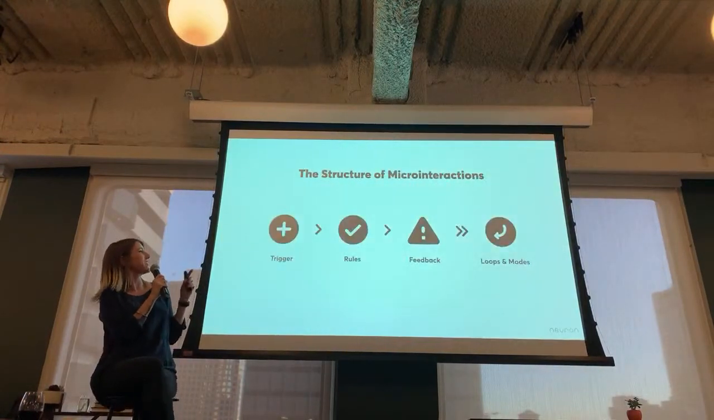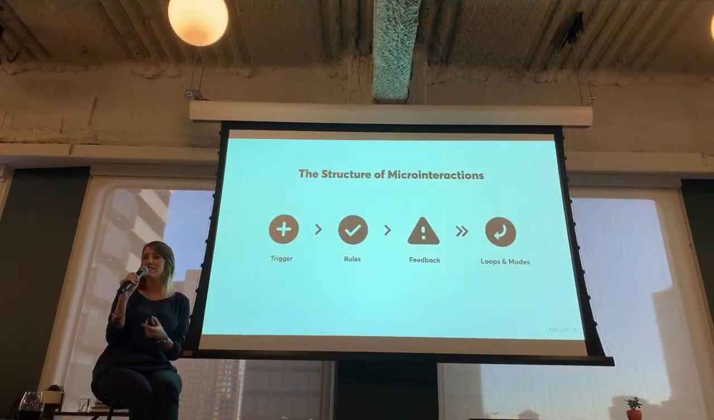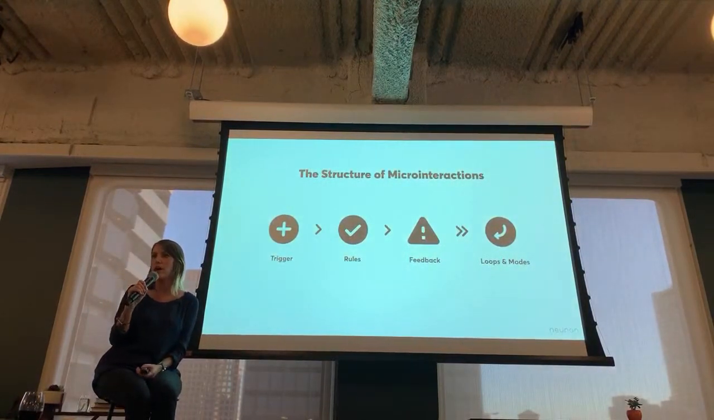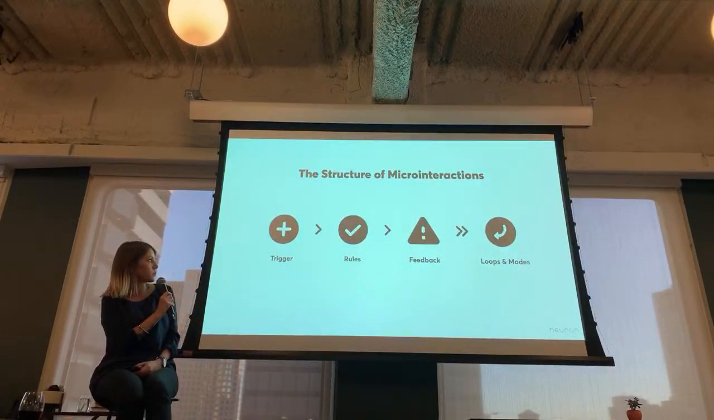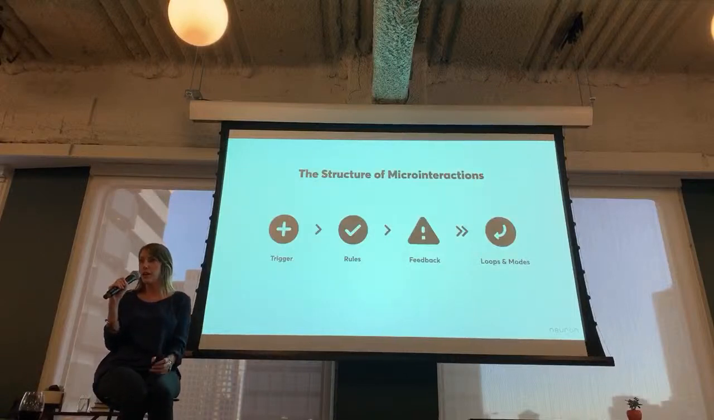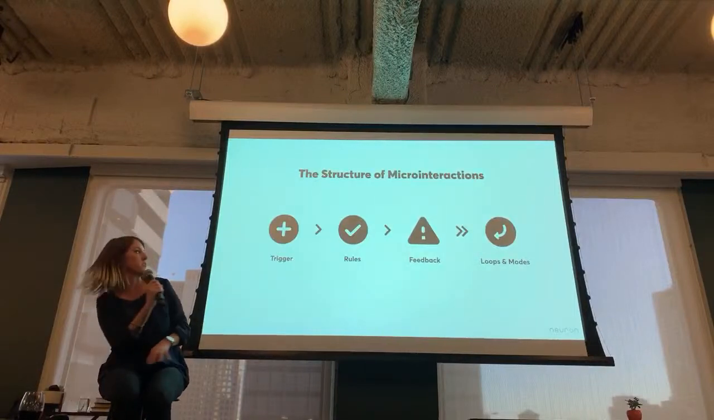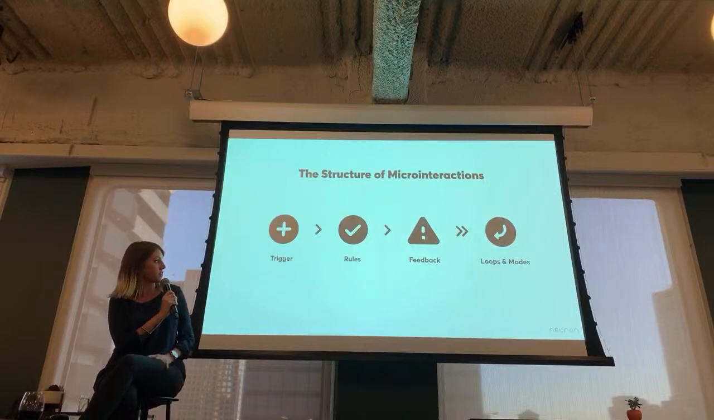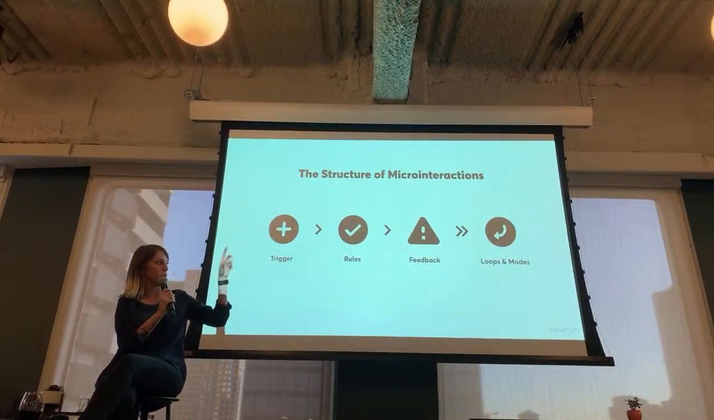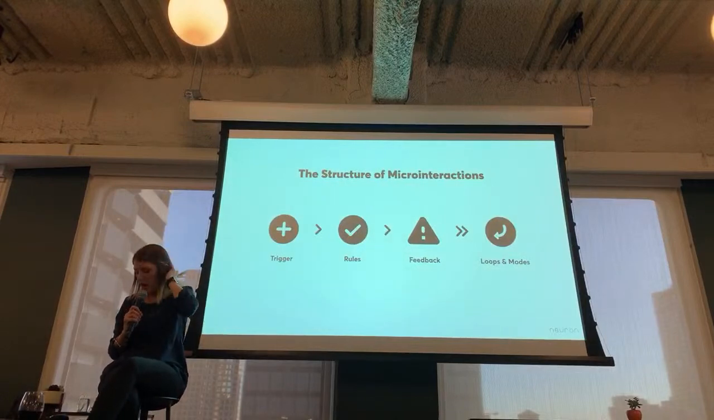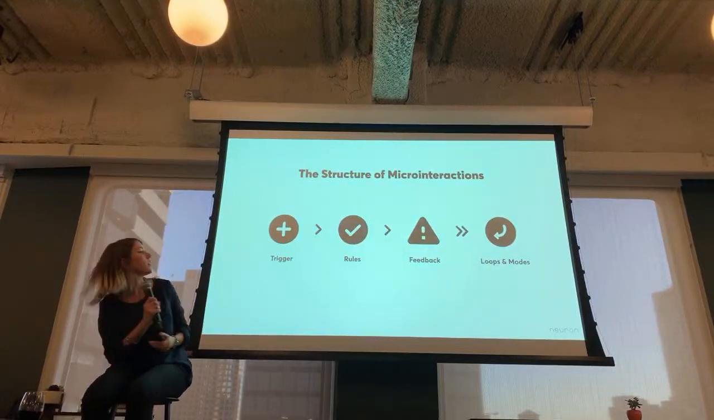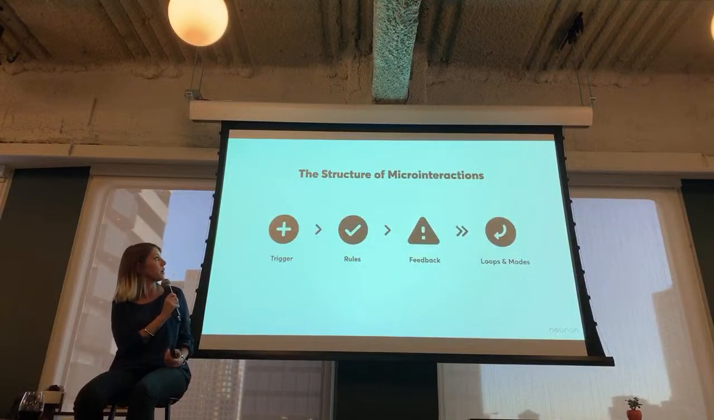Okay, so let's talk a little bit about the structure of microinteractions. This is going to help you design them better. So there's essentially 4 parts. And the first of those is the trigger. The next is rules, and then feedback, and then sometimes, but not all the time, we have these loops and modes. And let me unpack those for you a little bit.